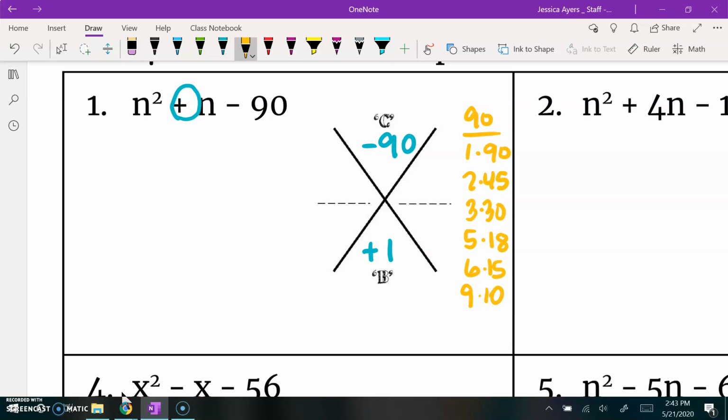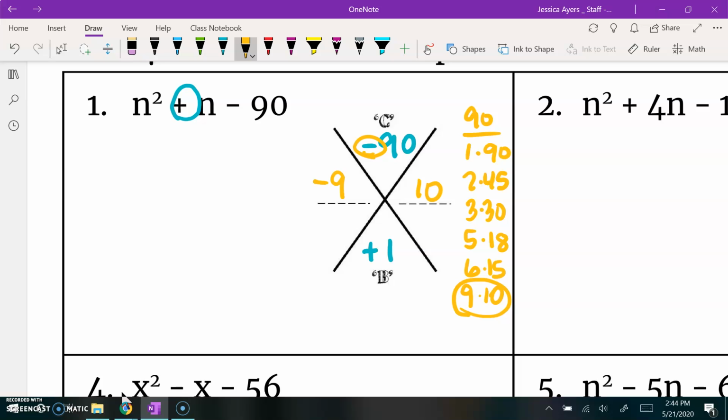Now we look through our list and ask, how can we get 1? Sometimes you can only get 1 in one way, and that is to subtract and have different signs. So you always want to remember, if c is negative, that you're going to get to 1 by subtracting. When you have that negative 90, that means you're going to subtract. So we know that 9 and 10 will get us to 1. Then you just play with your numbers. If I make my 9 negative, then negative 9 plus 10 is positive 1.